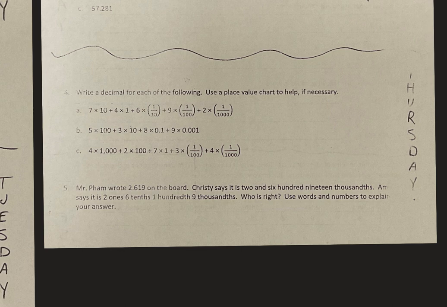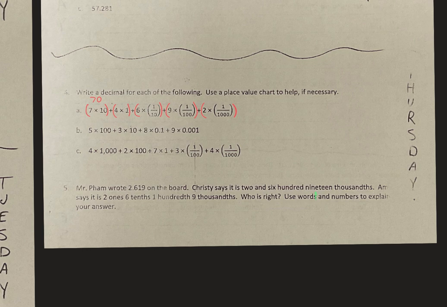So when we are changing expanded form into decimal form, or standard form, which is really what this is asking for, we do the same thing that we just did a minute ago. I like to put parentheses around my multiplication so that I do not get confused and add before I finish multiplying. So I'm going to go through and add in my parentheses to kind of separate each multiplication problem, and then I will add them all together. So if you look at A, it says 7 times 10. That means that there is a 7 in the tens place. So that number is going to really be 70, right?